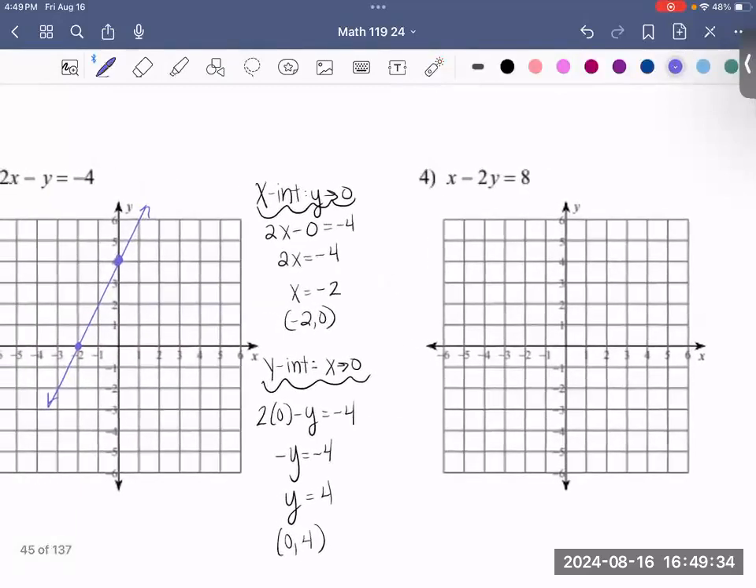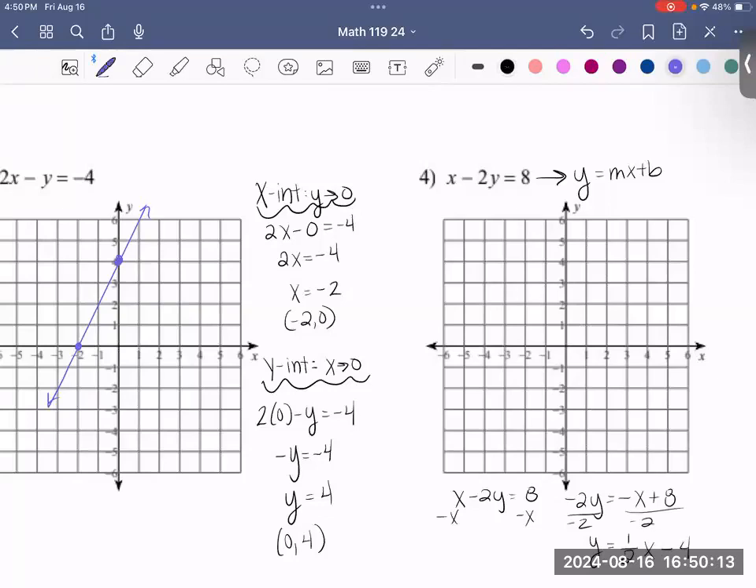Now, number 4, we're going to have you convert into slope-intercept form, so y equals mx plus b form, and plot your graph using your slope and your y-intercept. So if we rewrite it over here, let's subtract x from both sides. Negative 2y is equal to negative x plus 8. Dividing by negative 2, you're left with y is equal to positive 1/2 x minus 4.